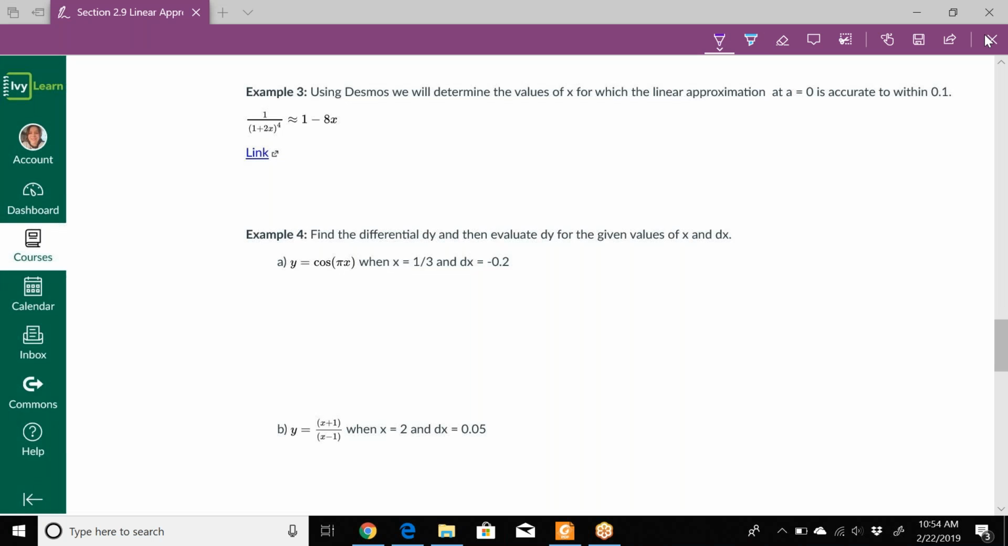All right, Math 211, this is section 2.9. I wanted to do examples 3 and 4. That way, when we come back to class next week, we will just do 5 and 6 and then move on to the next section.